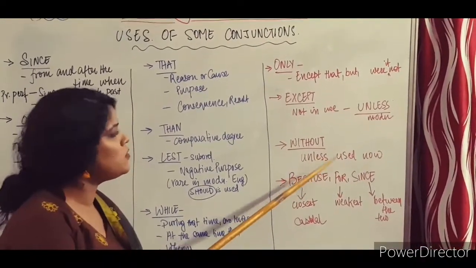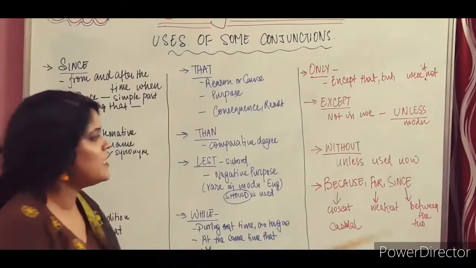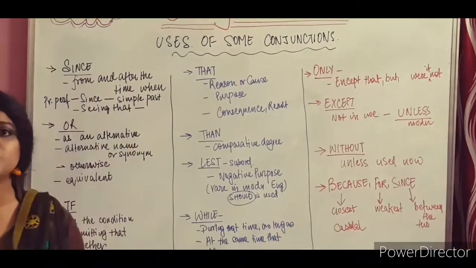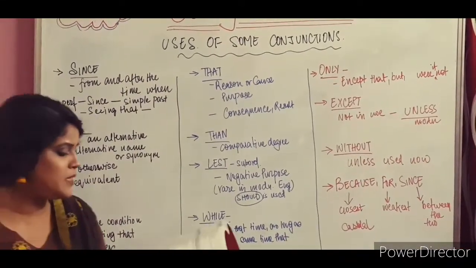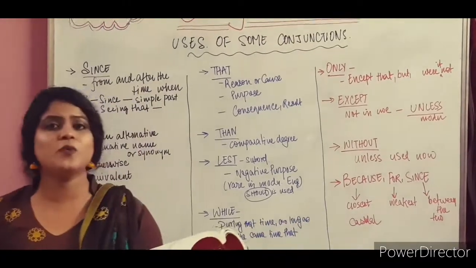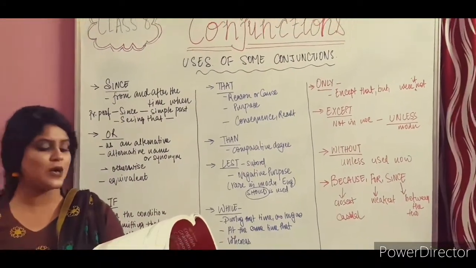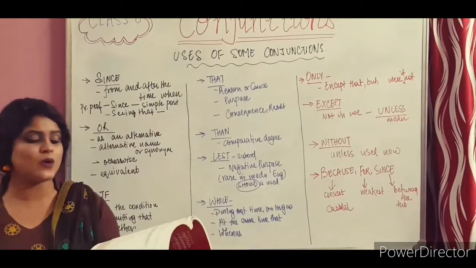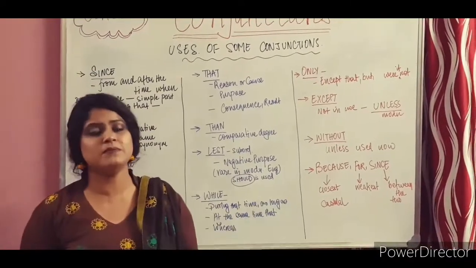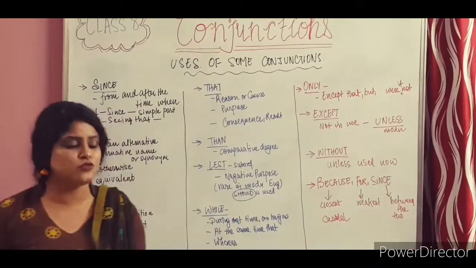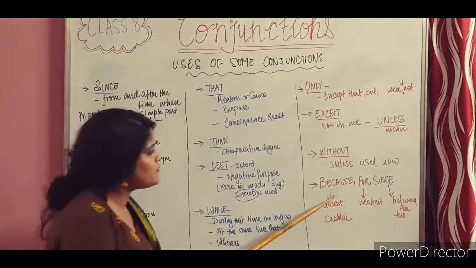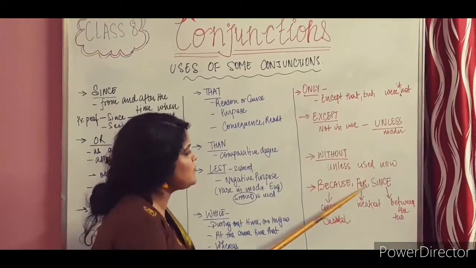The next conjunction is without. Without is also not used nowadays; unless is used. But if it were in use, it would be like, I shall not go without you do, which simply means I shall not go unless you do. Okay, and the last but not the least, we have because, for, since.